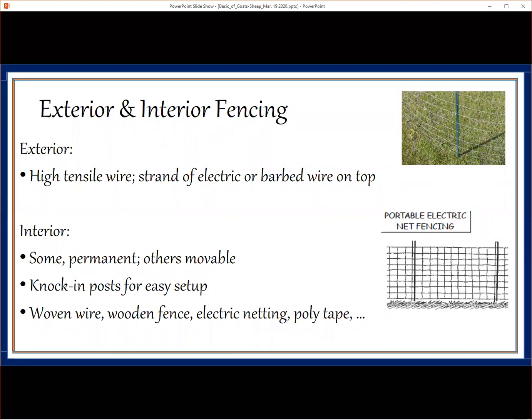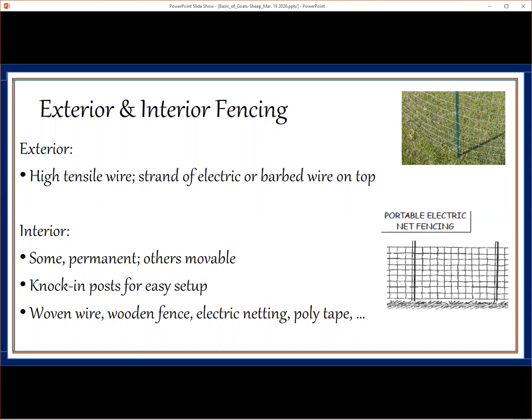The temporary fences, or the interior fences, can first of all keep the buck, the male sheep or the male goat, away from the females, because you don't want breeding throughout the year. You want that to be controlled. And various types of wires can be used. One of the wires that we'll talk about in a second is electric wire, which has been found to be very efficient at keeping animals where you want them to be, either inside or out.